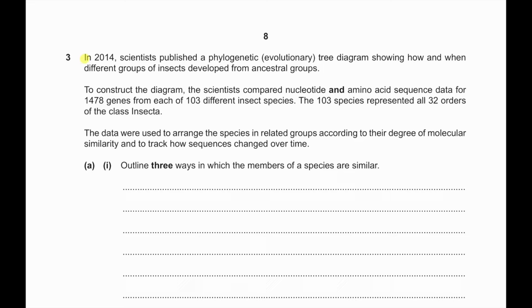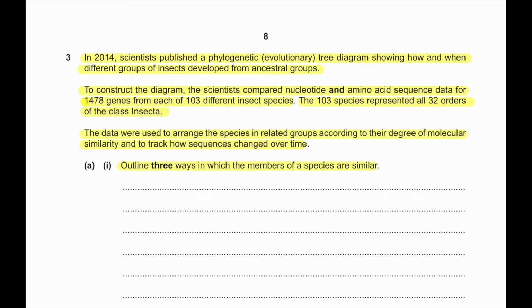Question number 3. In 2014, scientists published a phylogenetic evolutionary tree diagram showing how and when different groups of insects developed from ancestral groups. To construct the diagram, the scientists compared nucleotide and amino acid sequence data for 1478 genes from each of 103 different species. The 103 different species represented all 32 orders of the class Insecta. The data were used to arrange the species in related groups according to the degree of molecular similarity and to track how sequences changed over time. Outline 3 ways in which the members of a species are similar.